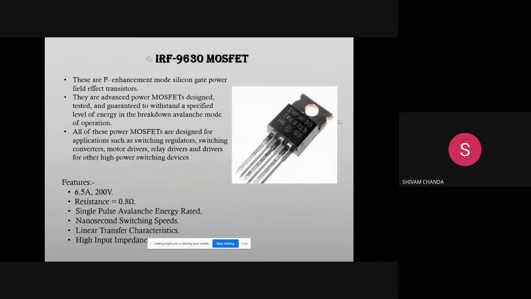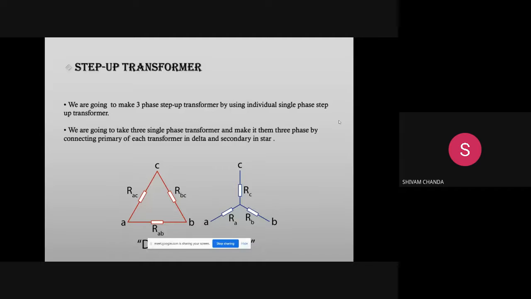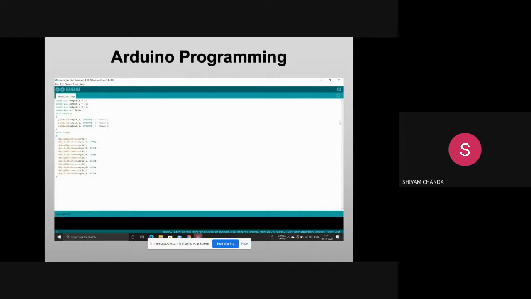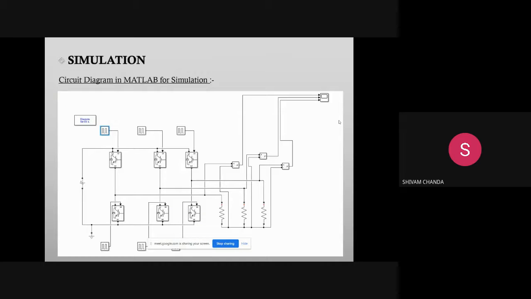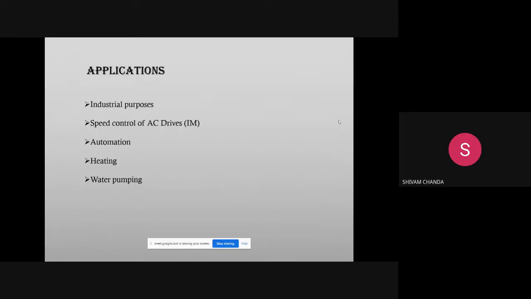Instead of BJTs we will be using the IRF9630 MOSFET. We will use a 12 volt to 220 volt step up transformer. It will be a delta star configuration. Phase voltage we will get is 220 volt, line voltage 440 volt. Here is the Arduino programming. This is the simulation, and this is the output we got from the three input source.